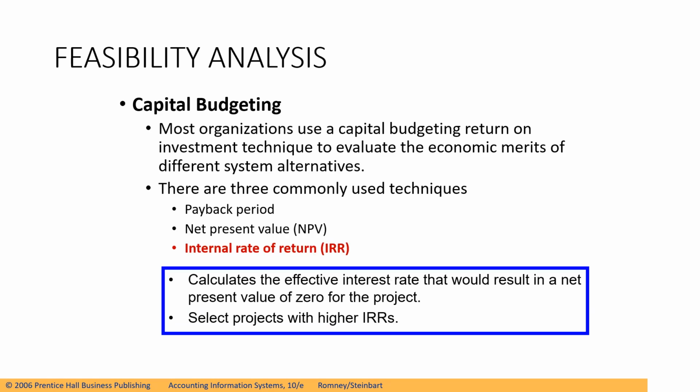And we have also the internal rate of return, which calculates the effective interest rates that would result in a net present value of 0 for the project. So it selects projects with higher IRR. So in this subject, we will not compute for the payback. We will not compute for the net present value and the internal rate of return.